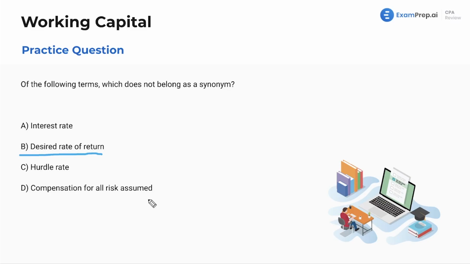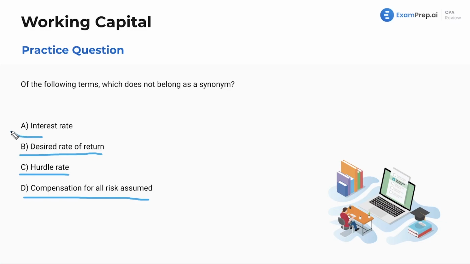So if I'm taking zero risk and I invest in treasury bonds, which are the safest investment, then I should, in theory, not get as much of a return because I didn't really risk my money. If I'm risking my money by investing in a bunch of risky startups, then in theory, I would expect to be compensated well for that risk because my money could have gone kaputs and the companies could have gone under. So compensation for all risk assumed, synonym to desired rate of return, synonym to hurdle rate.